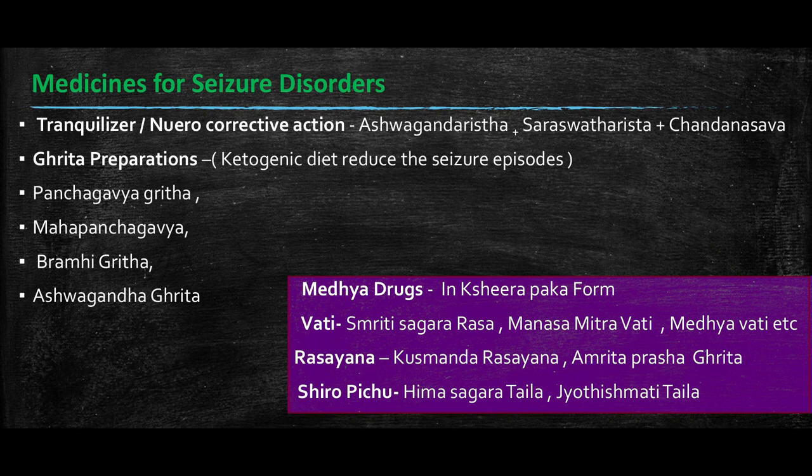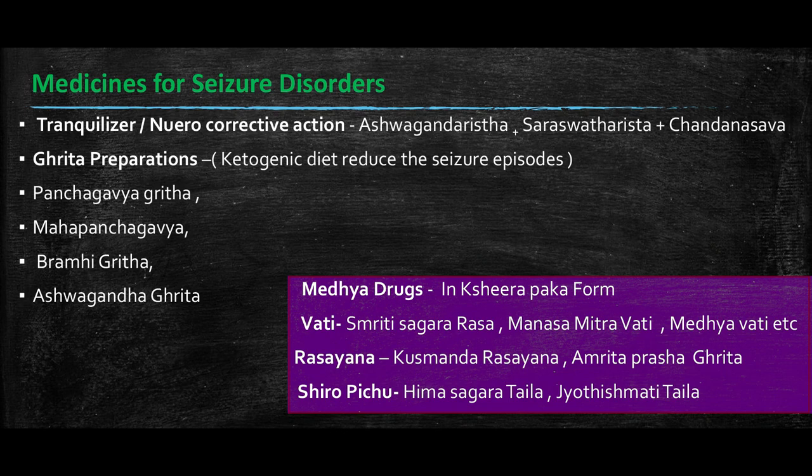Next are the major drugs. You have to go for the major drugs also in Vati form, like Smriti Sagar Rasa, Manasamitra Vati or Medhya Vati, etc. Then Rasayana should be given. I also prefer the Kushmanda Rasayana or Amrita Prasha Ghrita as a Rasayana drug, which is also helpful. Shiro Pichu using either Hima Sagar Taila or Jyotishmati Taila. This is a typical prescription for a child presented with seizures of any cause. Again, severity has to be tested from time to time. Next.